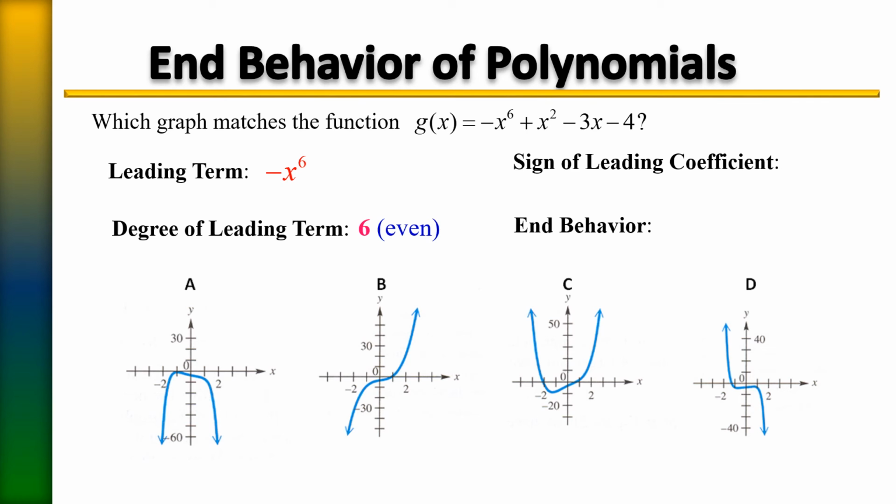Well, let's take a look at the leading coefficient. Since the leading term's coefficient there is -1, that's a negative number, both ends are going to face downward. And yes, that is graph A.